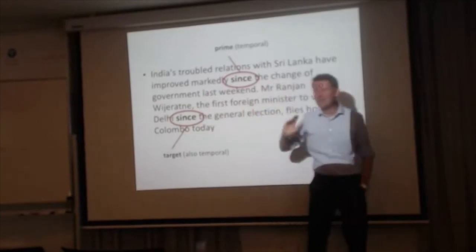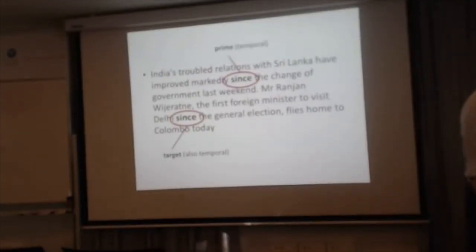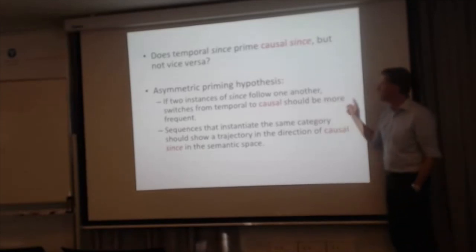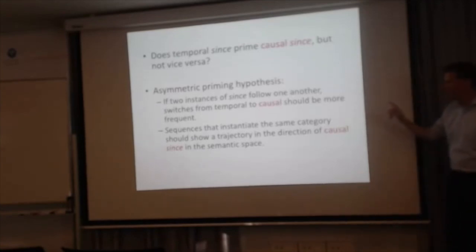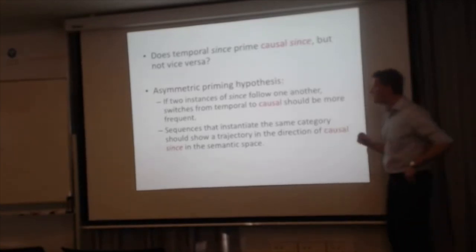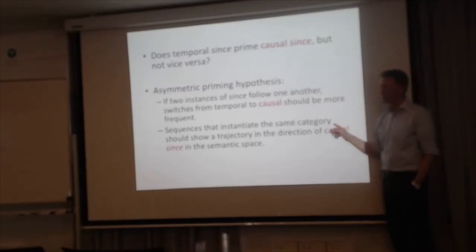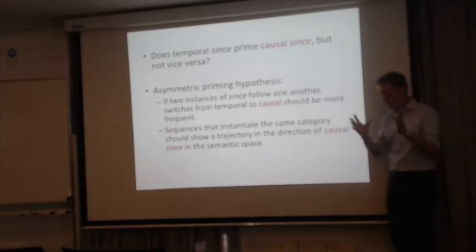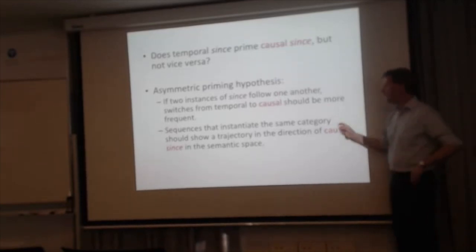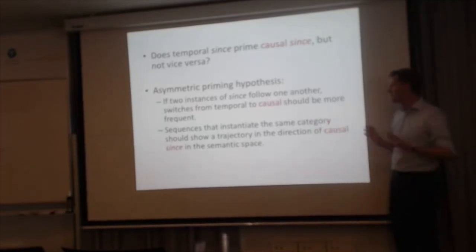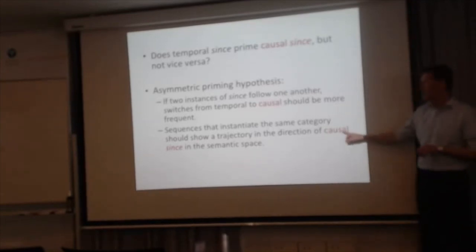Yeah? And we wanted to know if that's actually borne out in the data. Okay, so if two instances of sense follow one another, switches from temporal to causal should be more frequent than just chance. And secondly, relating to our distributional work, sequences that instantiate the same category, yeah? So even if we have just a sequence of temporal and temporal, or causal and causal, these within category switches should show a trajectory in semantic space in the direction of causal sense.